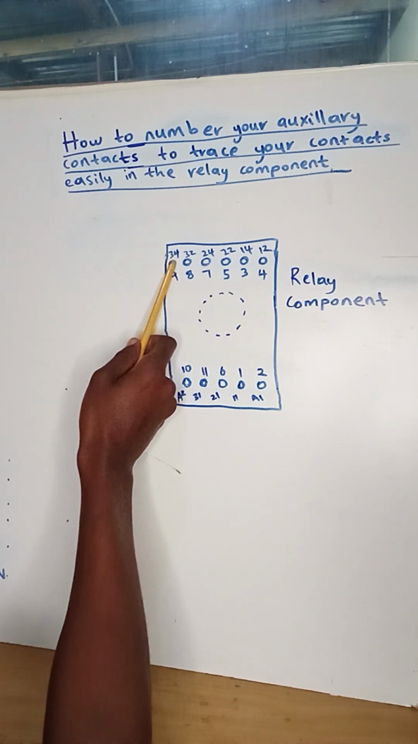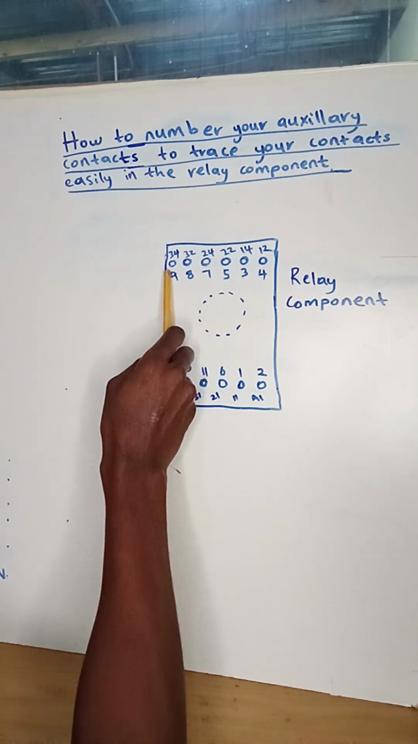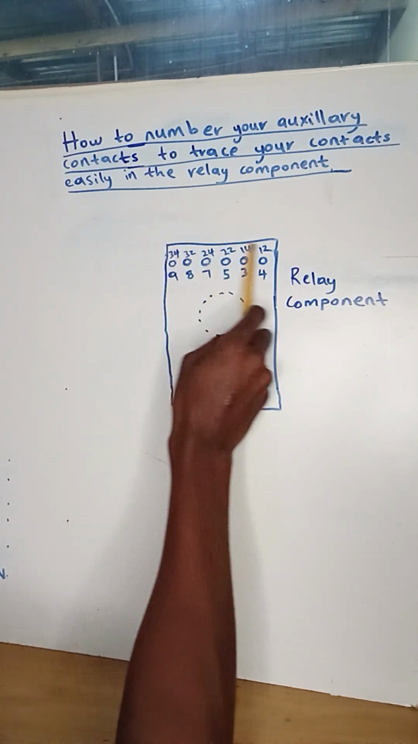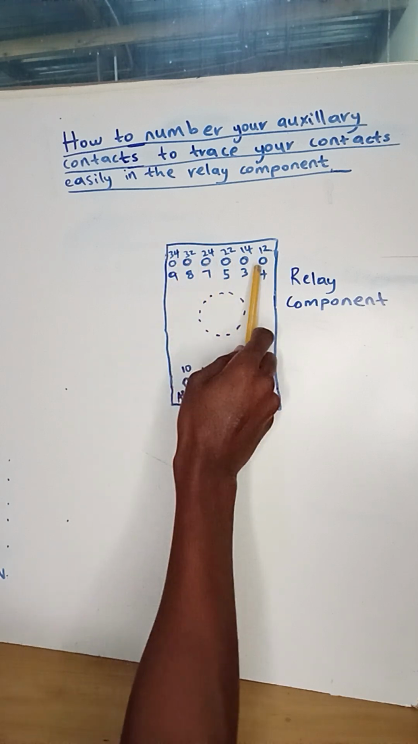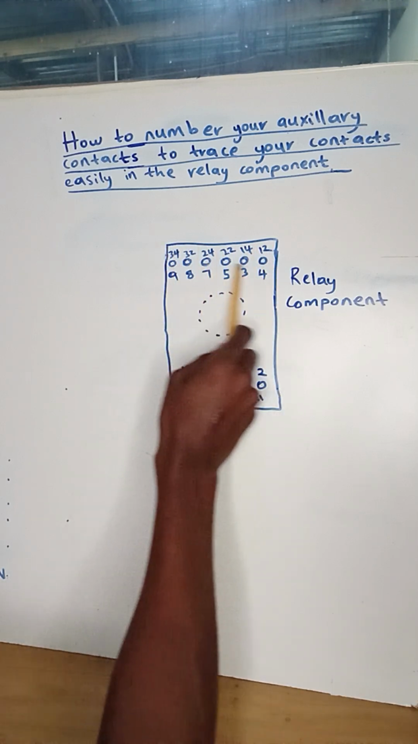So this point must be represented by one number. So they prefer to use the bottom numbers, but not the top numbers. So I'll erase these ones and leave only the bottom numbers.